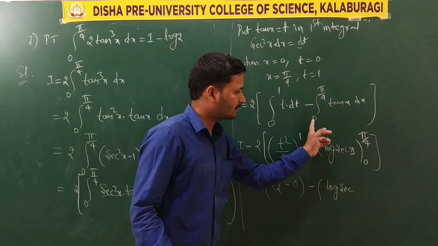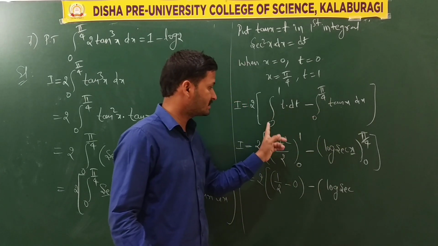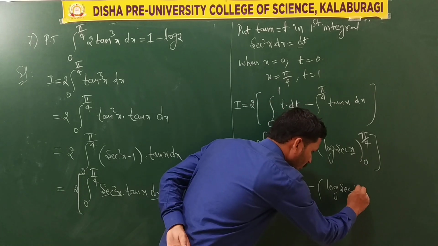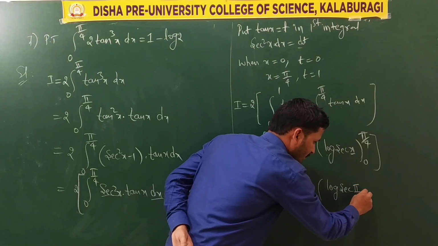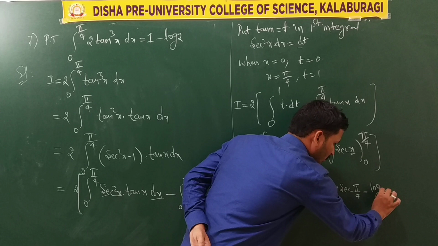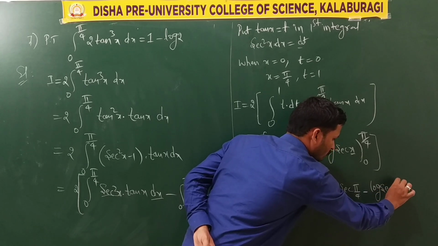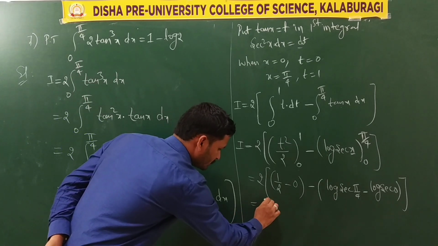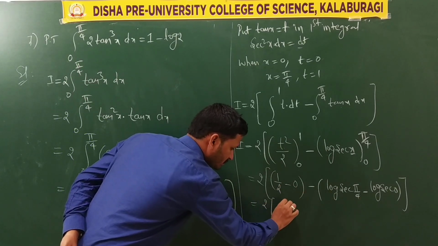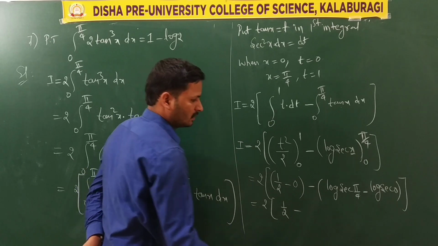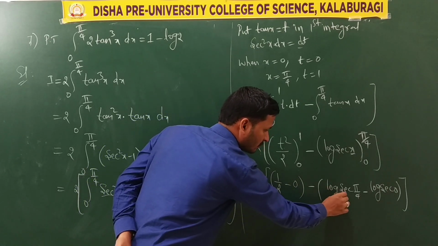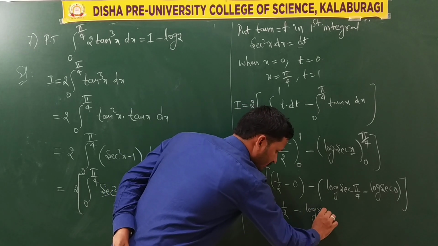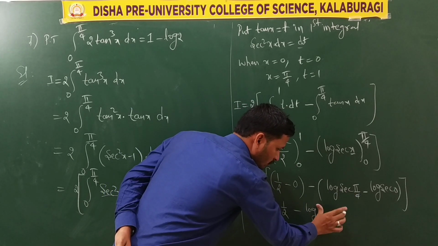Here the limits are 0 to pi by 4, and here the limits are 0 to 1. Now, secant pi by 4: log of secant pi by 4, where pi by 4 is the upper limit, minus log of secant 0. Equals 2 times (1/2 minus 0), which is 1/2. Now, minus log of secant pi by 4, so log of secant 45 degrees is root 2.